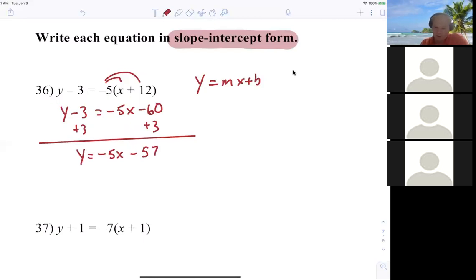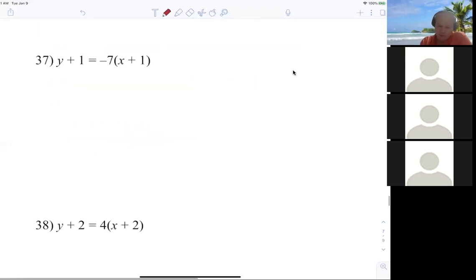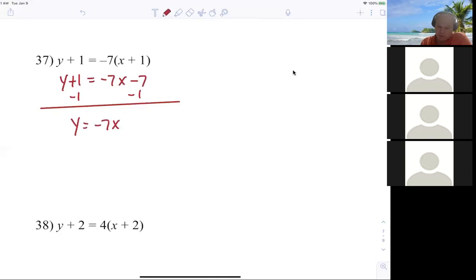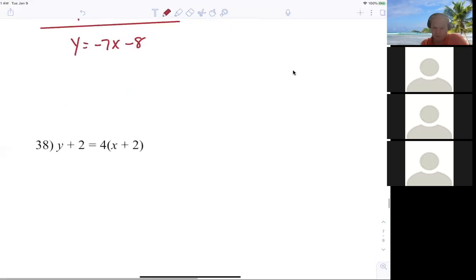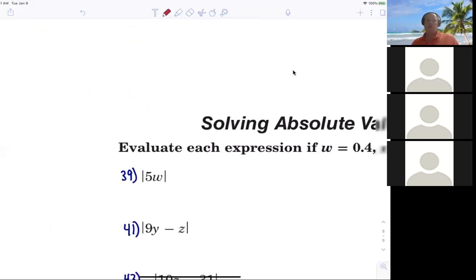All right, let's take a look. Oh, I'm supposed to be doing the odd, so let's just go ahead and do 37. So y plus 1 equals -7x minus 7. Subtract 1. y equals -7x minus 8. All right, everybody's good? All right, let's see what's next. Okay, that was the end of the fraction part.